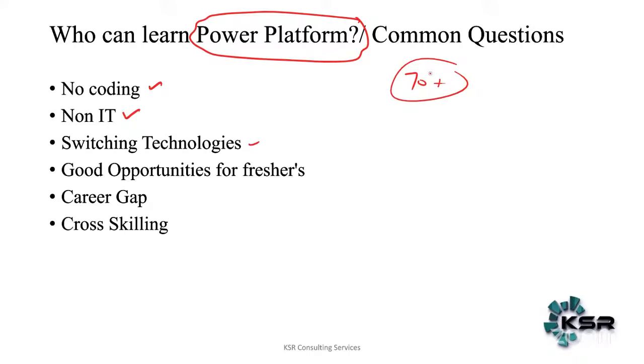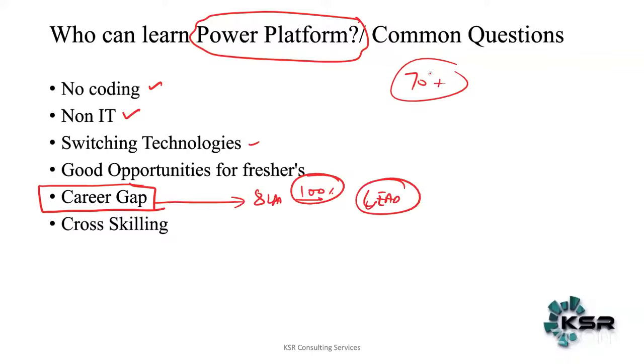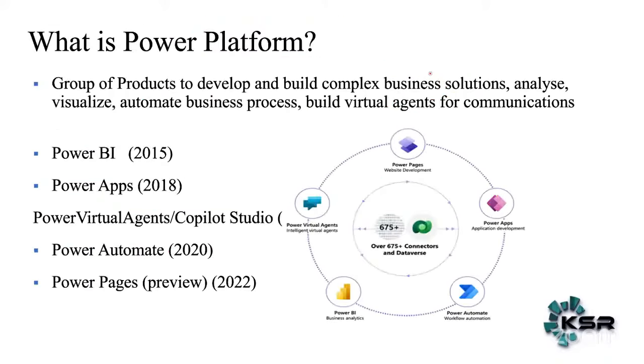If you have a career gap, this is the one that I want to emphasize. There was a student in the previous batch. She had a career gap and 8 LPA as CTC. Now she got almost a 100% hike with a career gap, and a lead role. Then cross skilling: if you already know Power BI and want to upskill yourself, this is a great choice. Then what is Power Platform? Do I need to explain this now? With the flowchart that I created, it must be engraved in your brains, right?